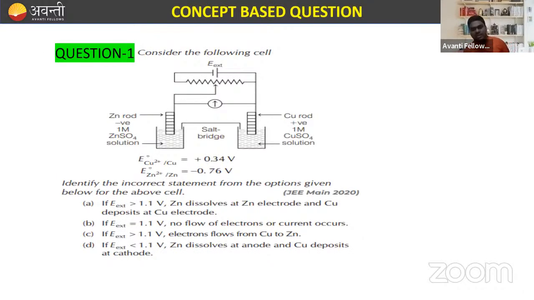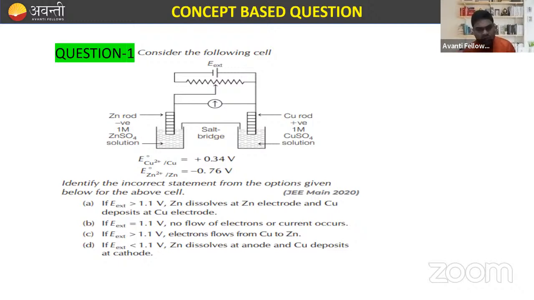Now, this question came in JAM 2020. So this concept we can also use in advanced types of questions as well. Considering the following cell, identify the incorrect statement from the options given below for the above cell. Right, so in this, an external voltage is applied. If E external is greater than 1.1 volt, then zinc dissolves at the zinc electrode and copper is deposited at the copper electrode, right? This is the case.